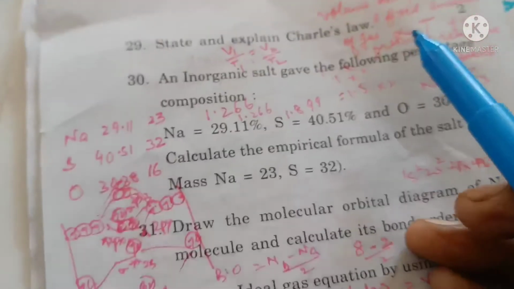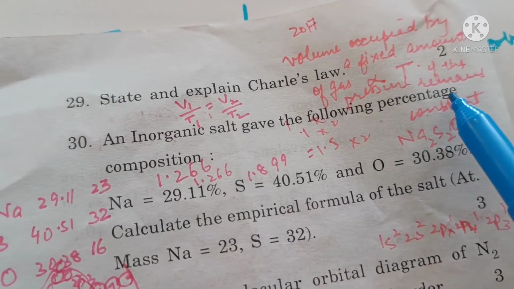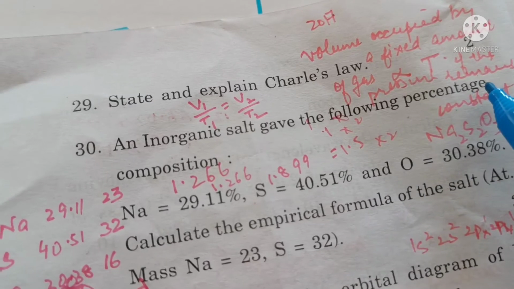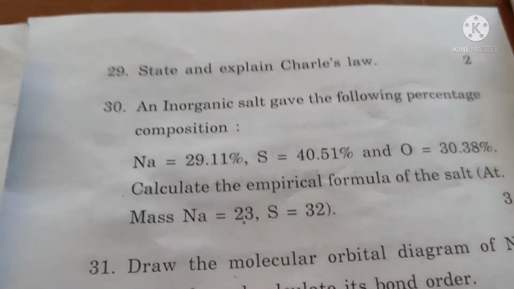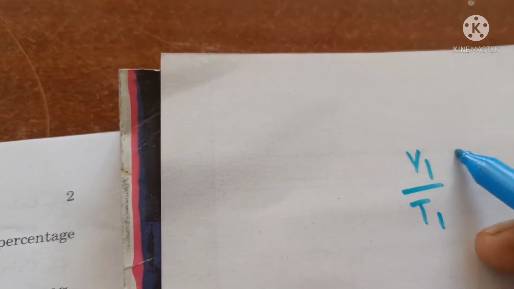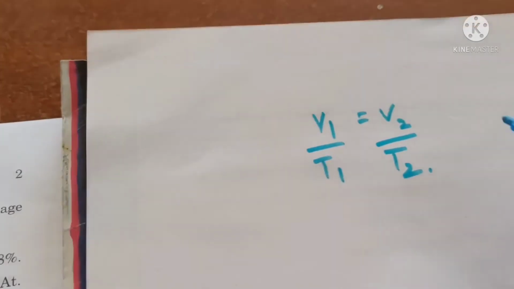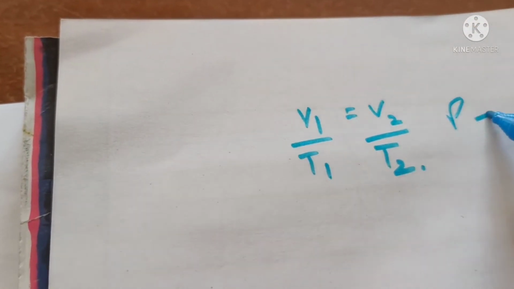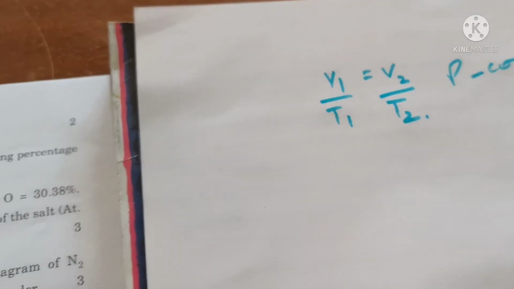Charles' law. The volume occupied by a fixed amount of gas is directly proportional to temperature, the pressure remaining constant. This is called Charles' law. Mathematically, in Charles' law, V1/T1 = V2/T2, with pressure remaining constant and the amount of gas also fixed.